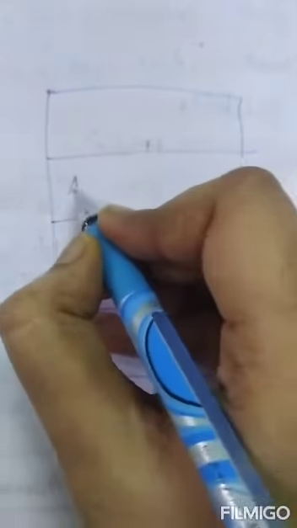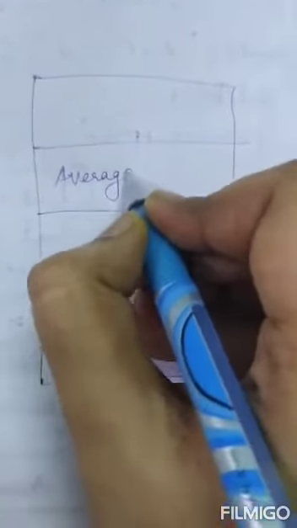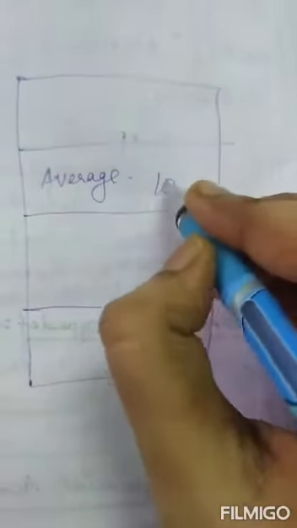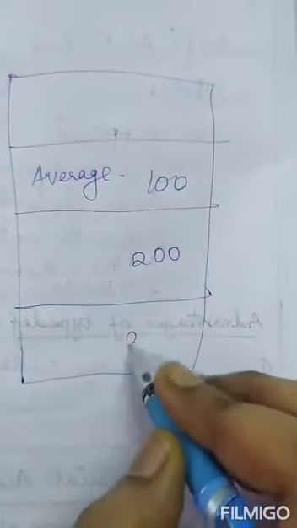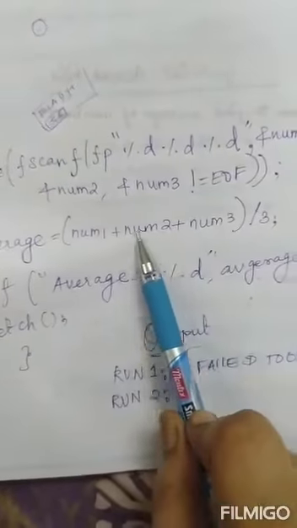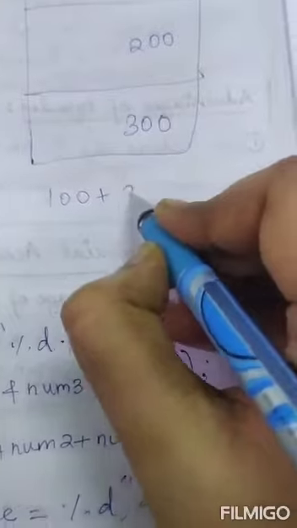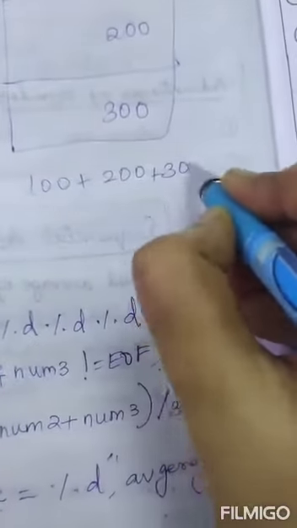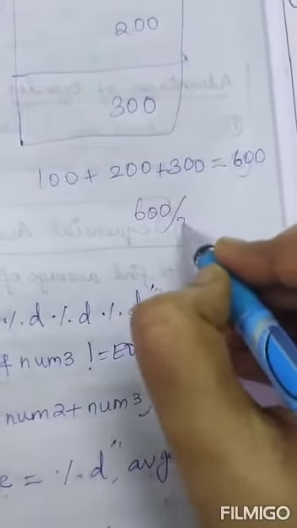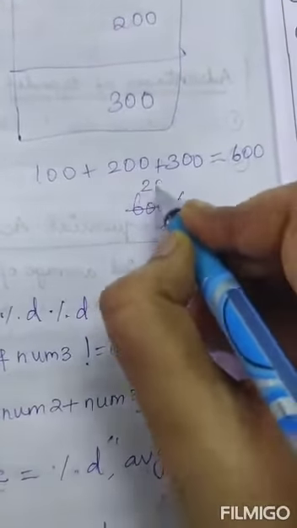So here the average will be displayed and stored, and three numbers we have to give. First I'm giving 100, 200, then 300. Likewise three values I have given. What is the procedure to find the average? These three numbers should be added and divided by 3. So 100 plus 200 plus 300 is equal to 600. This 600 divided by 3: 3 ones are 3, 3 twos are 6, 0, 0. 200 is my average value.